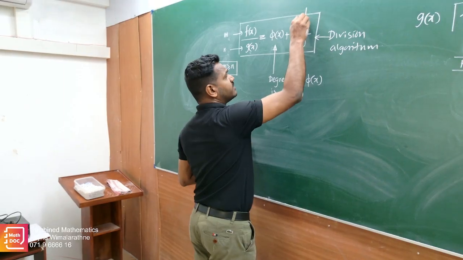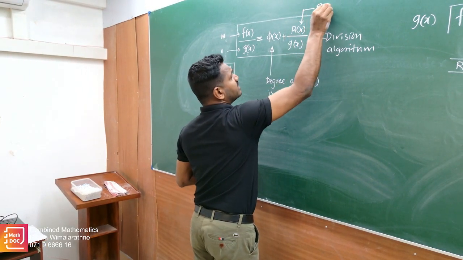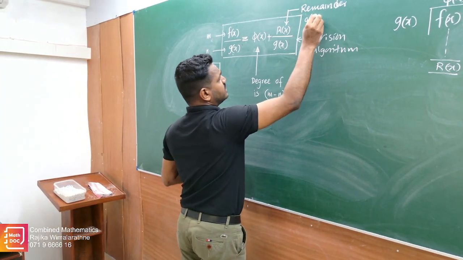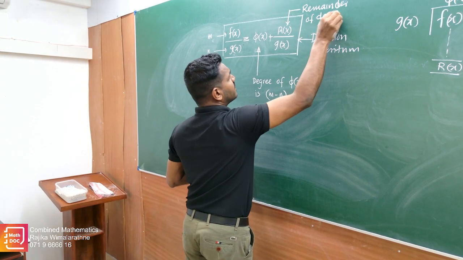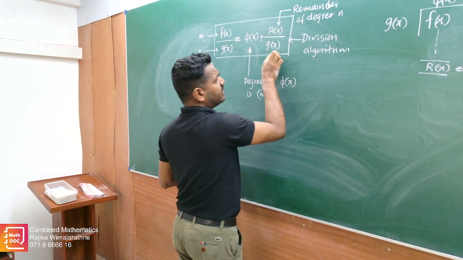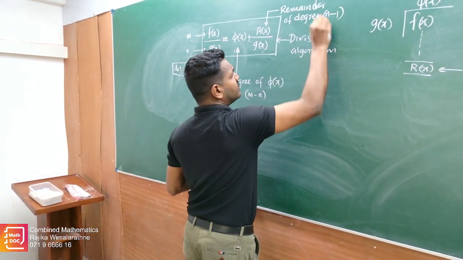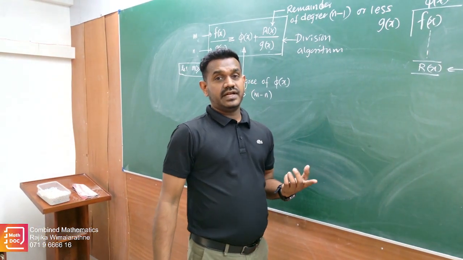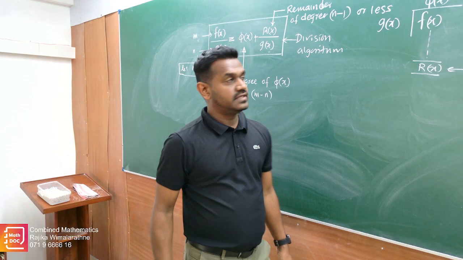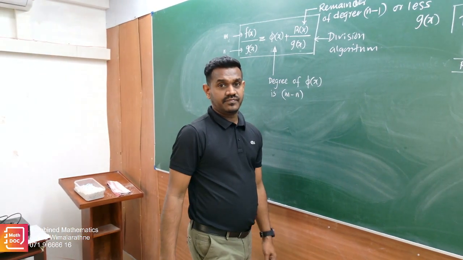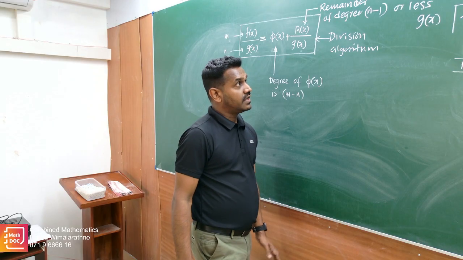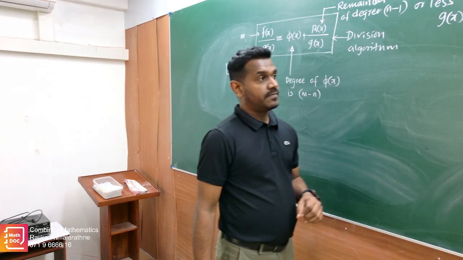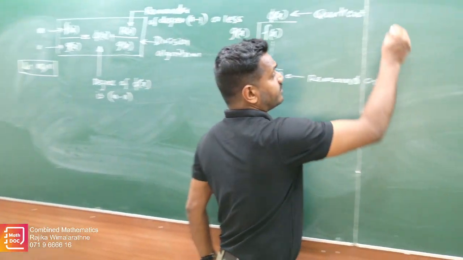Likewise, the remainder is of degree n minus 1 or less, that can be n minus 1 or less than n minus 1. We call this the division algorithm. Further, when we consider the division algorithm, we can write this thing.